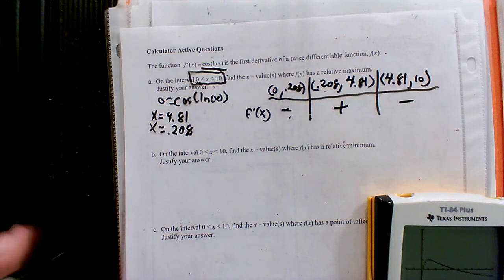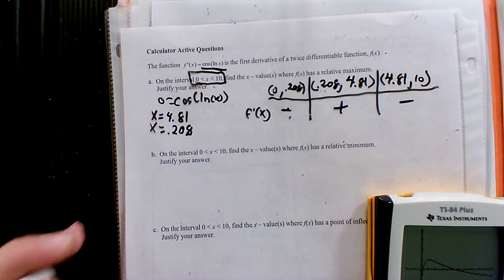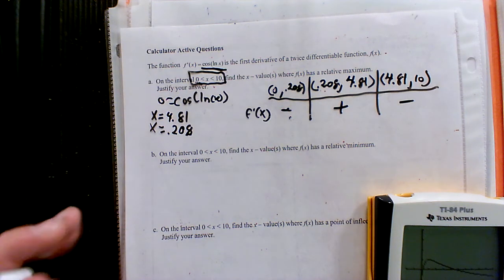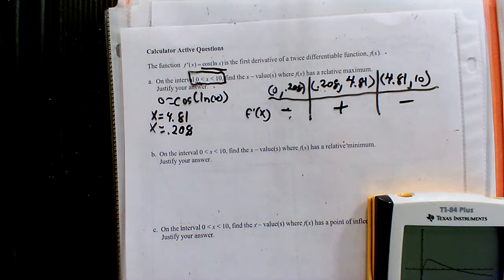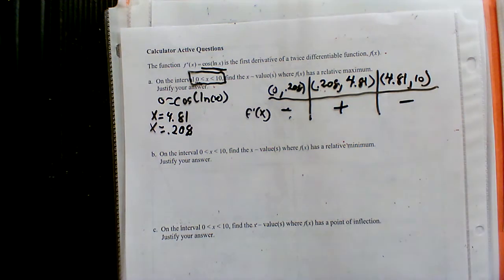So far, the question said, on the interval from 0 to 10, find the x values where f of x has a relative maximum. Justify your answer. So we started out with the derivative, found our critical points, we created our table, and now we need to answer the question. What x values does f of x have a relative max? And justify your answer. How do we know that the original has a max? Braden? If f prime of x changes positive to negative. Yeah, from positive to negative.